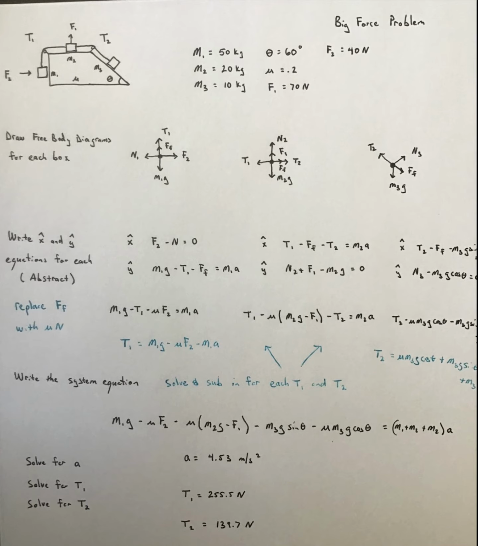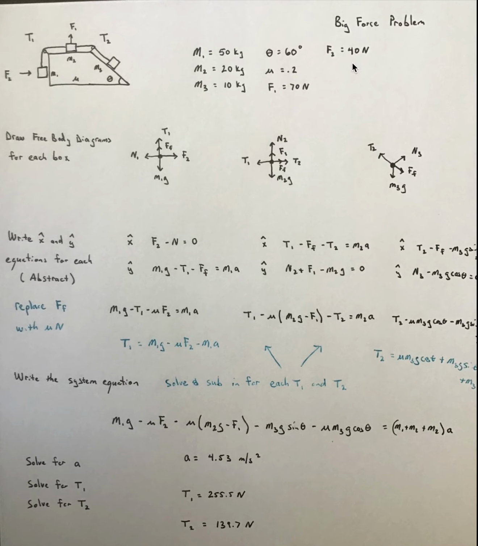From class, you've got M1 hanging there, M2 on top of the table, and M3 on the ramp. I call the left tension T1, the right tension T2. You have some F2 that is pushing M1 into the ramp, which will cause a normal force, which then will cause friction. And you're lifting up on M2 with a force F1, which in essence will reduce the normal force on it and thus also reduce the friction on it.